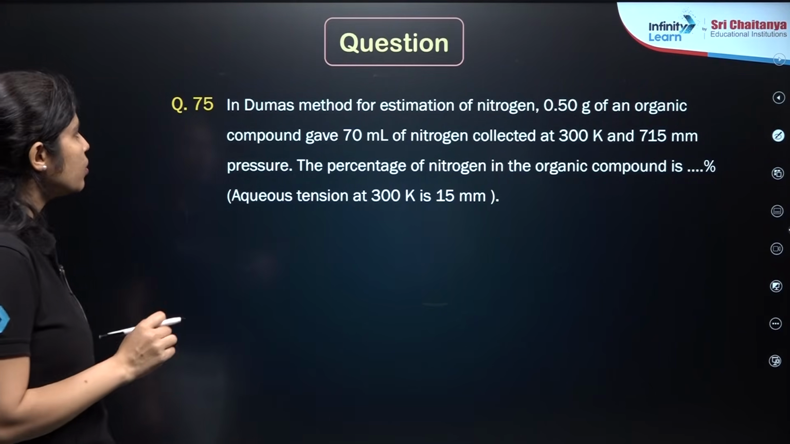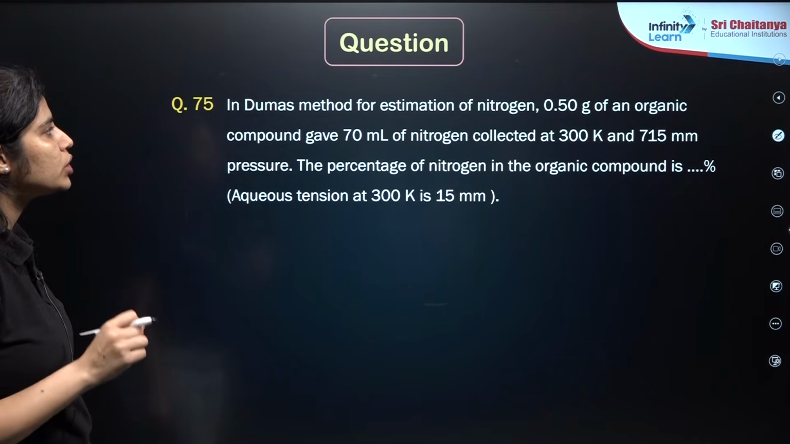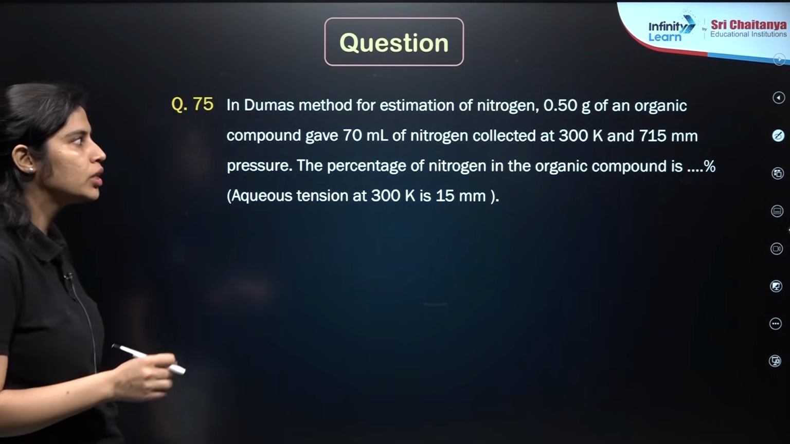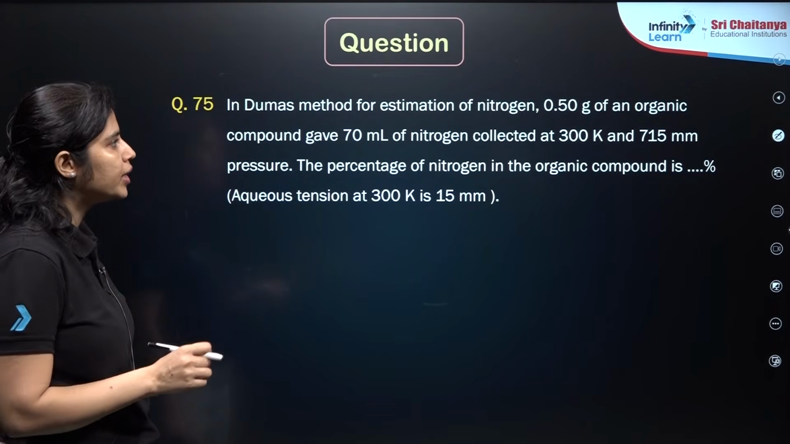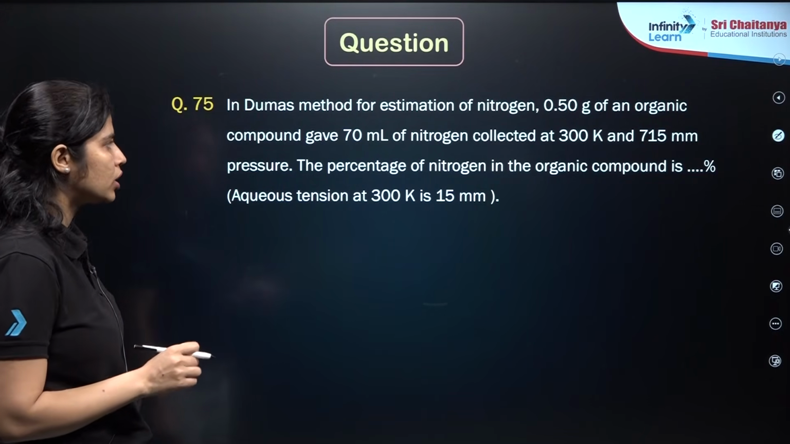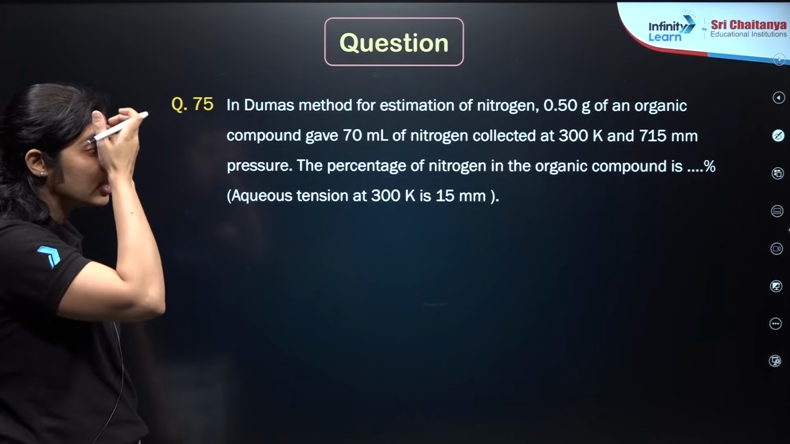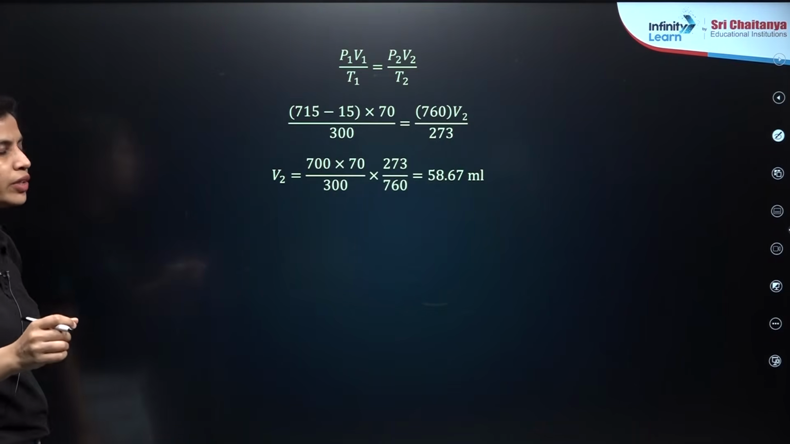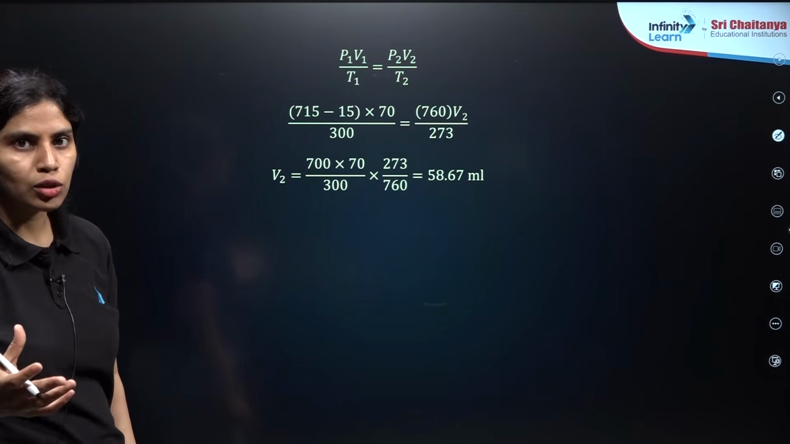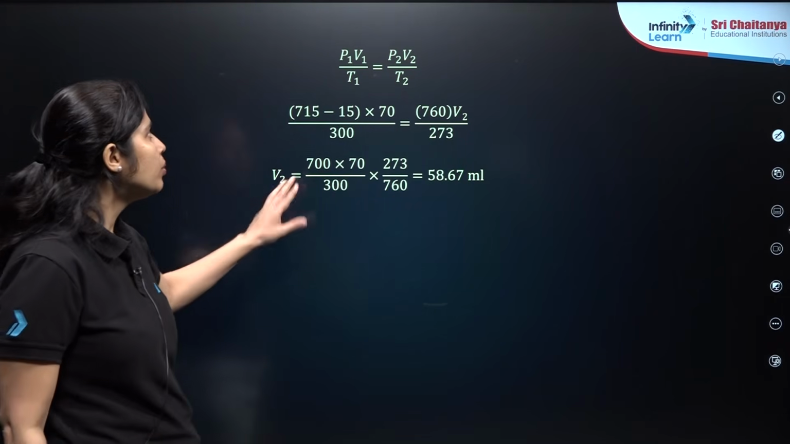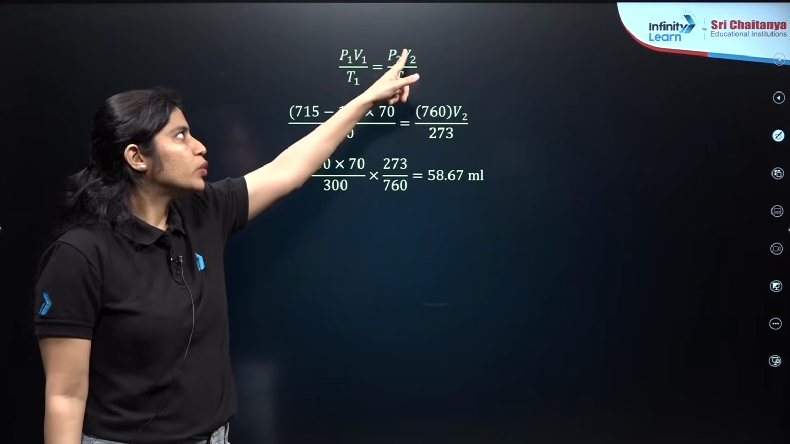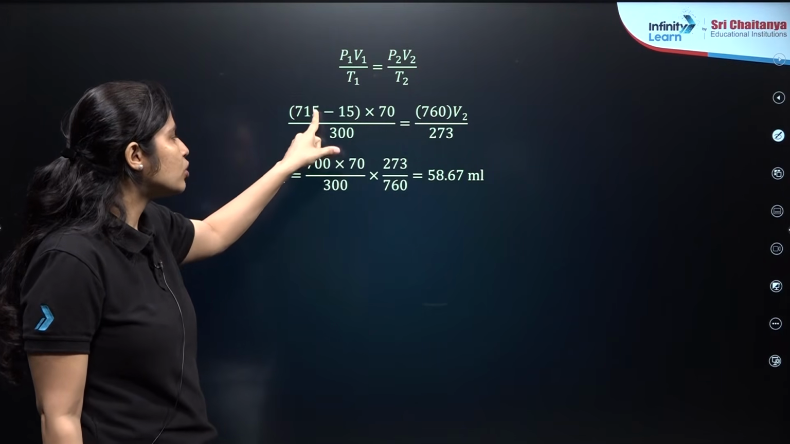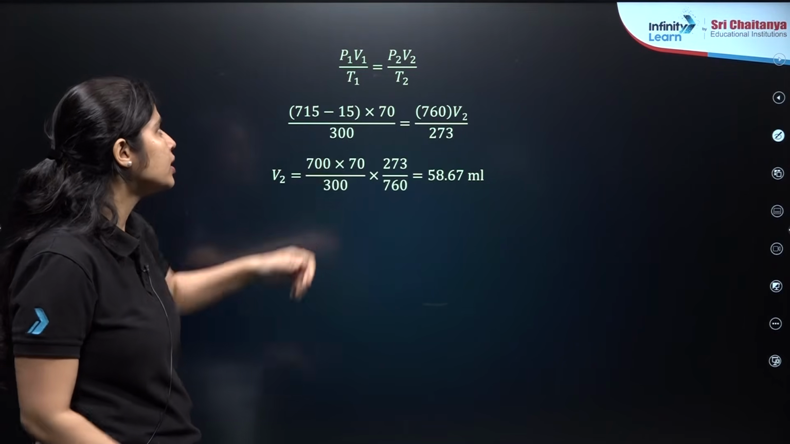In Dumas method for estimation of nitrogen, 0.50 grams of organic compound gives 70 ml of nitrogen collected at 300 Kelvin and 715 mm pressure. The percentage of nitrogen in the organic compound is. Now there is just one tiny twist presented over here, that we will have to use the ideal gas law to find out the volume. So P1 V1 by T1 equals P2 V2 by T2 is what we are going to use here, right? Put down the values of the pressure and the volume that are presented to us.